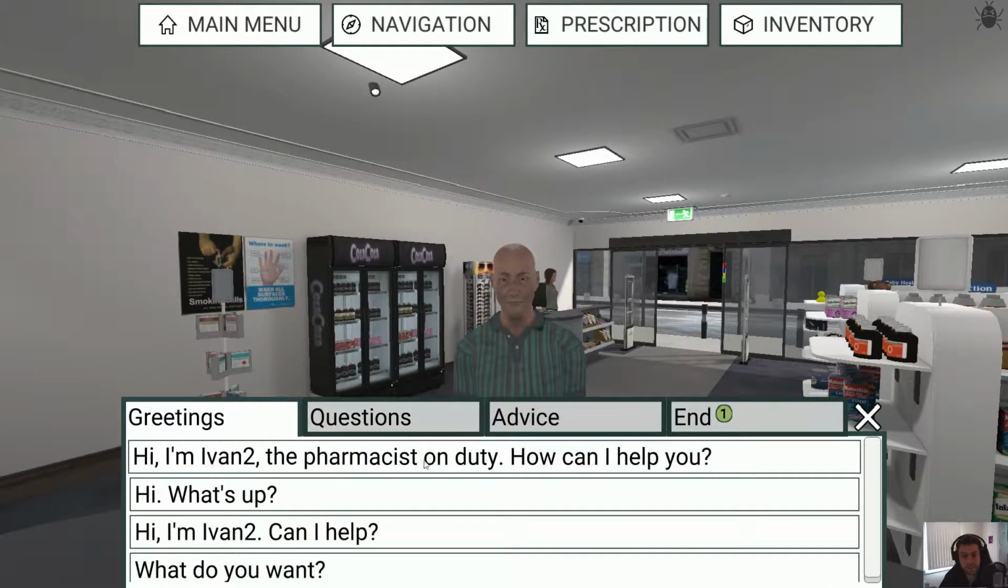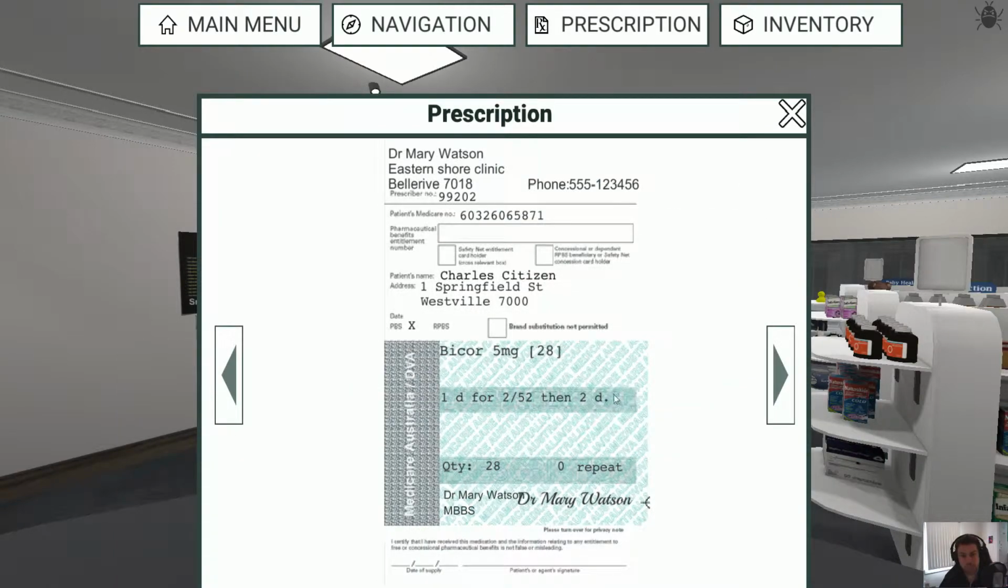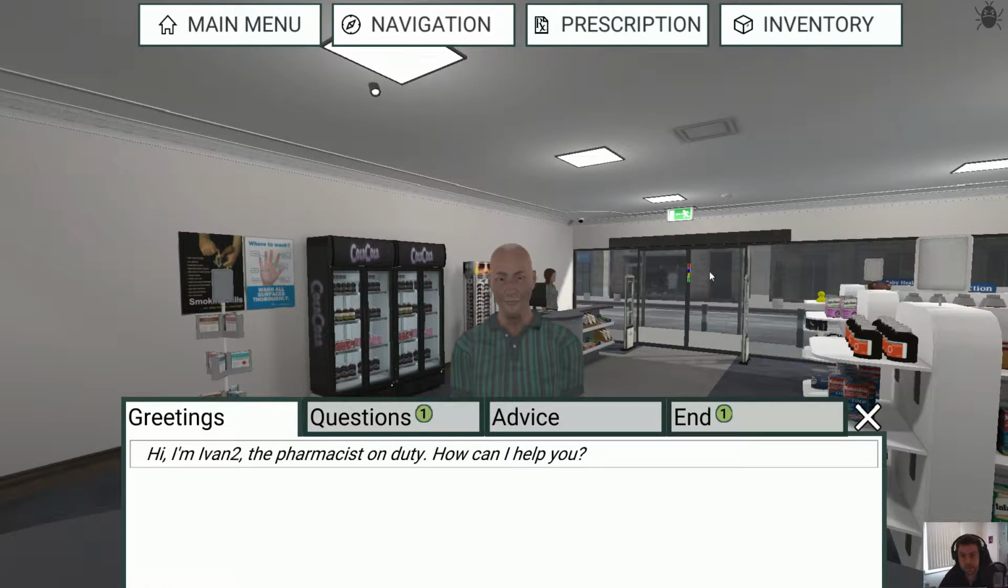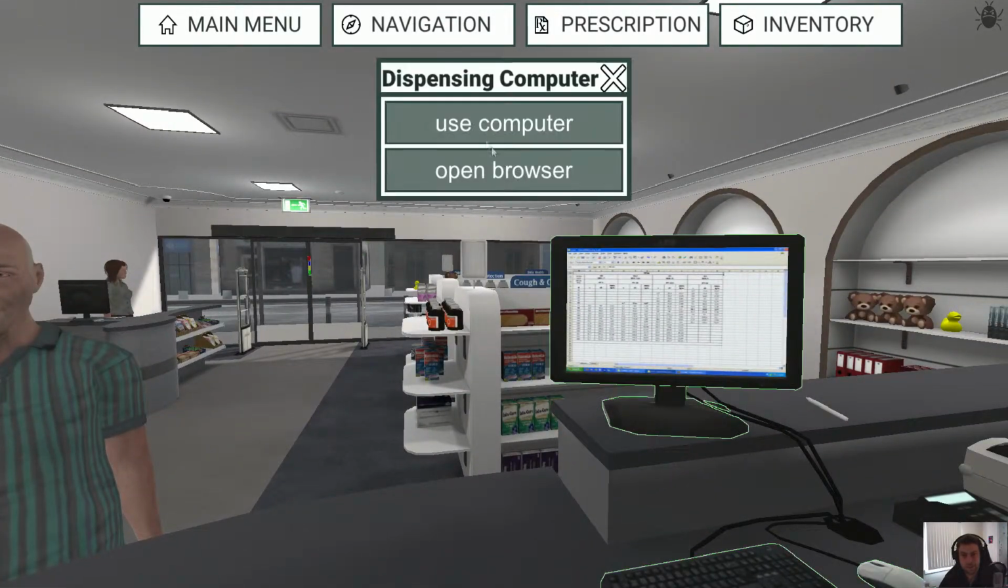So we can see here that my doctor has changed my heart pills again. I have a new prescription. Charles has a new prescription for Bicor 5 milligrams. This is bisoprolol, which is marketed as Zebita in some international markets, I believe. At this point, we can hop over to the dispensing computer and take a look at Charles's history.